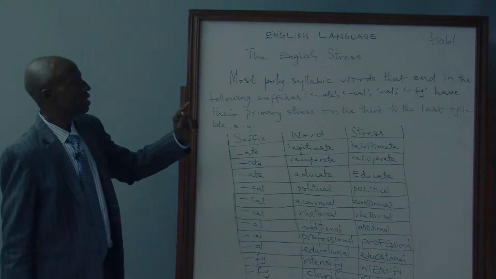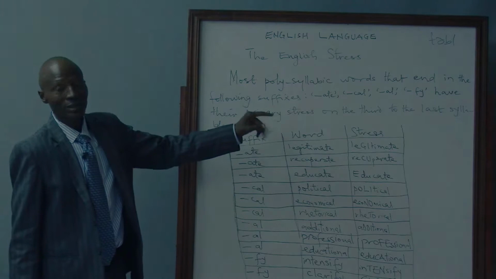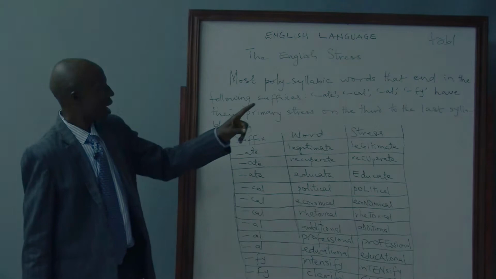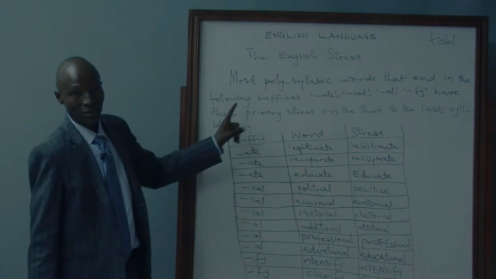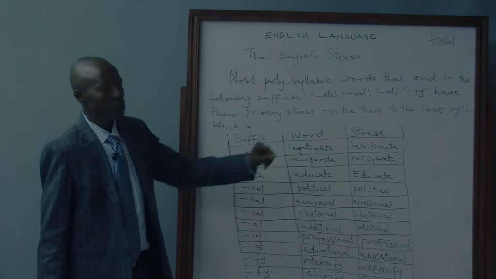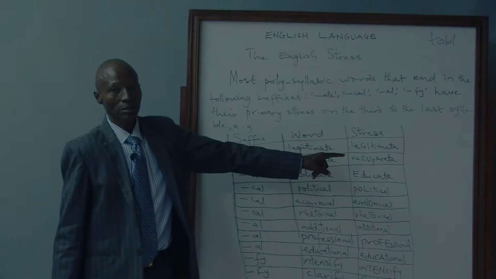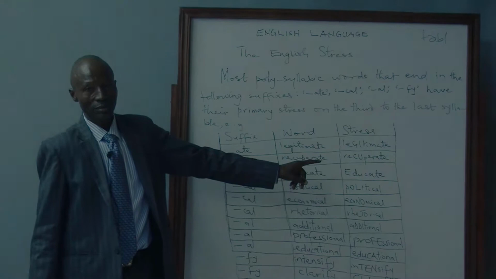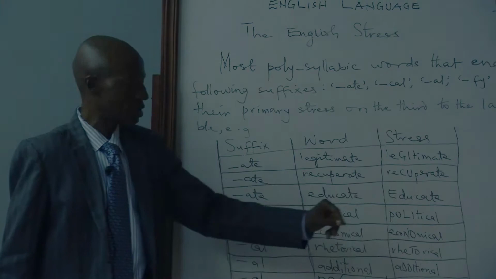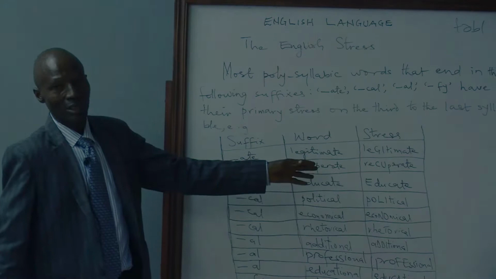Most polysyllabic words that end in the following suffixes, ATE, CAL, AL, FY, have their primary stress on the third to the last syllable. That is the last but two syllables. Legitimate. G is stressed. Recuperate. Cu is stressed. Educate. E is stressed. Because we said the third to the last, the last but two syllables. There are so many other polysyllabic words that can be pronounced as such. So many, accommodate, and so many other ones.